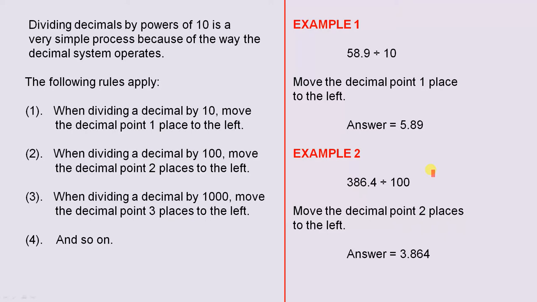Example 2, 386.4 divided by 100. Since we are dividing by 100, we move the decimal point two places to the left. So if we go 1, 2, it ends up between the 3 and the 8, so the answer is 3.864.